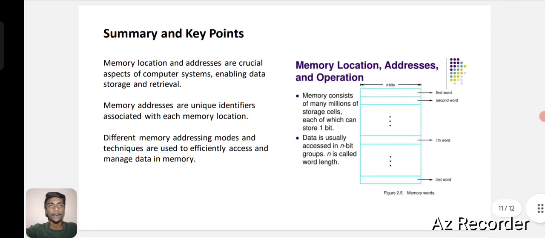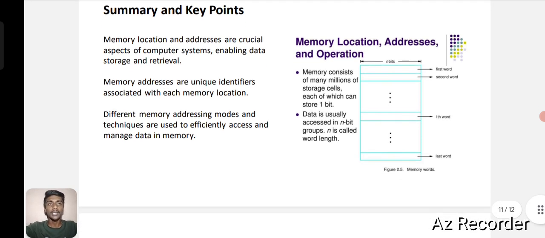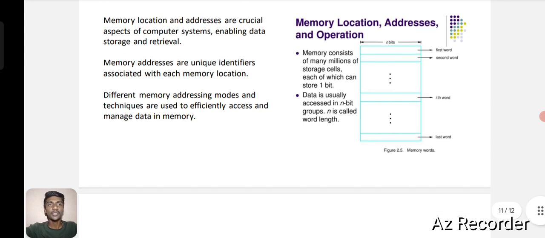The next slide is the summary and key points. In the summary, we have seen that memory location and address are crucial aspects of computer systems, enabling data storage and retrieval. Memory addresses are unique identifiers associated with each memory location. Different memory addressing modes and techniques are used to efficiently access and manage data in memory. Memory location, address and operation, we have seen in the picture.